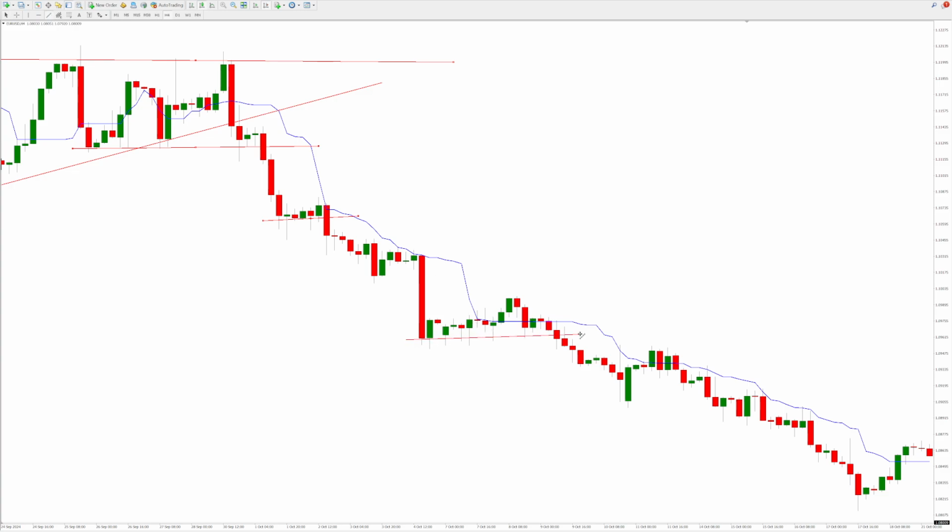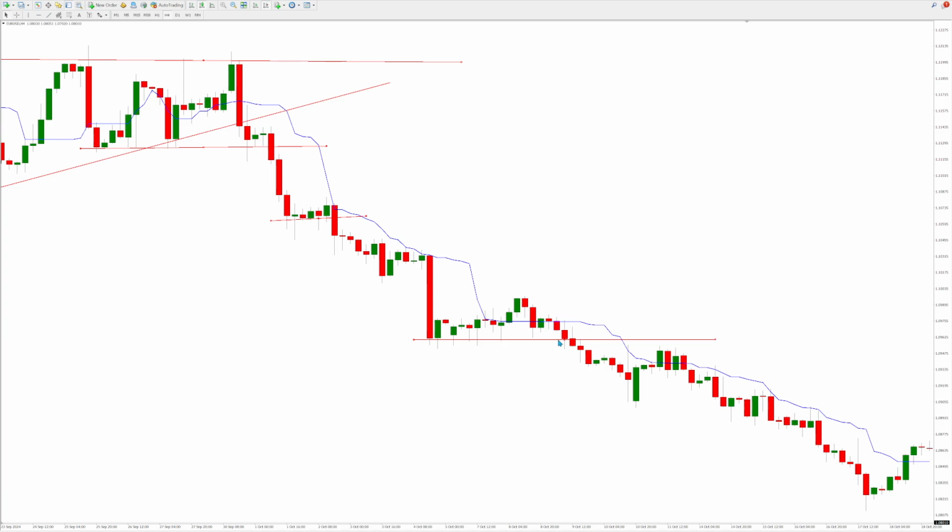Okay, there's a pullback. Let me mark my support level. Okay, and then wait for a breakout and get into the trend that way. Okay, as you can see, from this support level here, that would have been a decent entry point into this particular trend. And the support level then becomes resistance here around this area, lower highs, so we continue down.